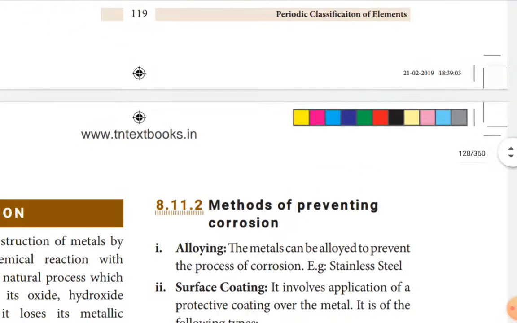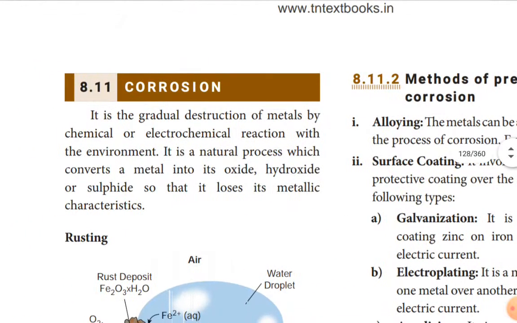Then next one, corrosion. What is called corrosion? Corrosion is nothing but the gradual destruction of metal by chemical or electrochemical reaction with the environment. So it is the gradual destruction of metal by chemical or electrochemical reaction with the environment.